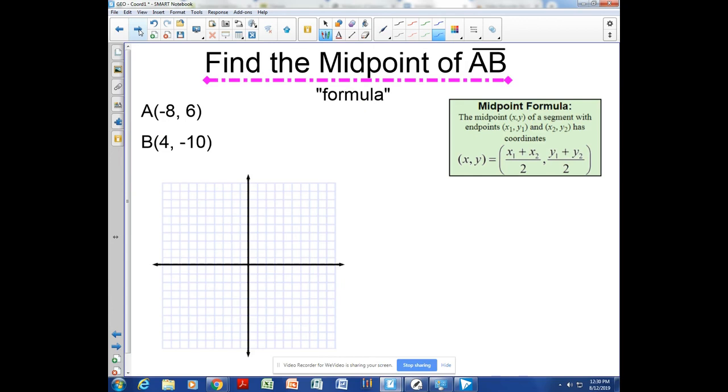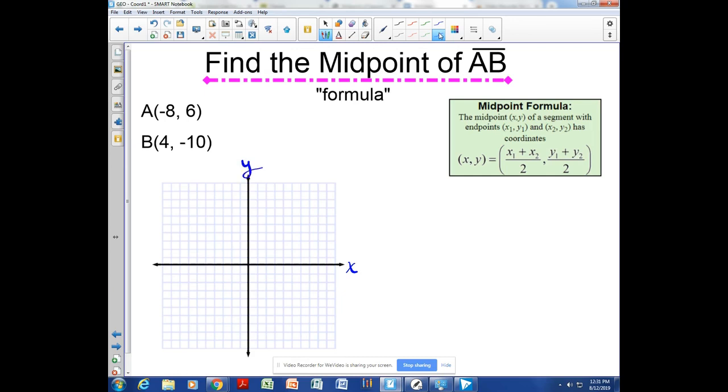Next, let's do the same exact thing. However, this time we're going to actually have the coordinates of the points and use the formula to find the midpoint. So you will always have scrap graph paper if you like. So I'm going to put A and B on the graph. I'm going to label my axes. This is my x-axis. This is my y-axis.